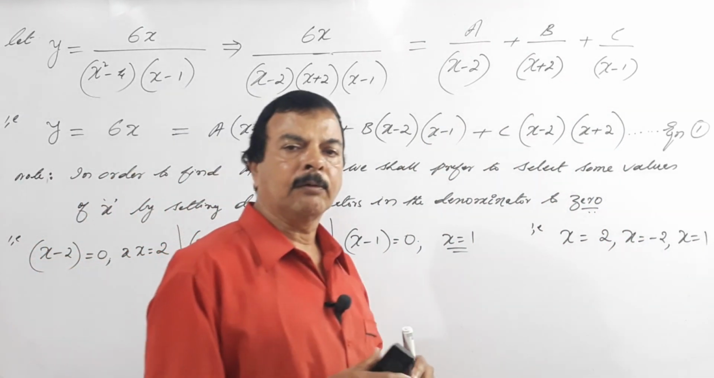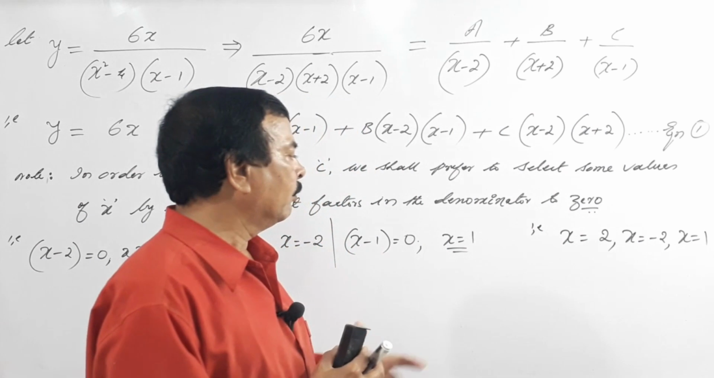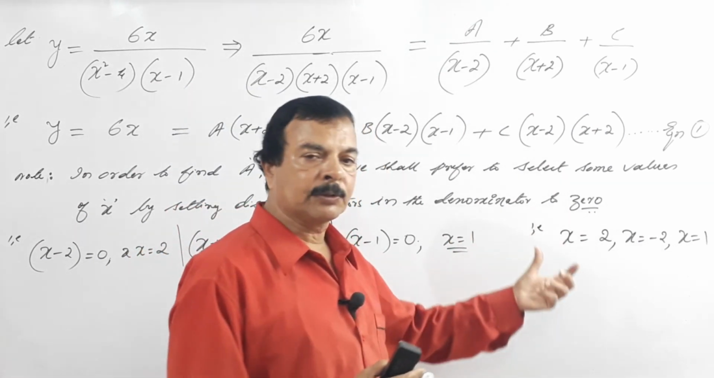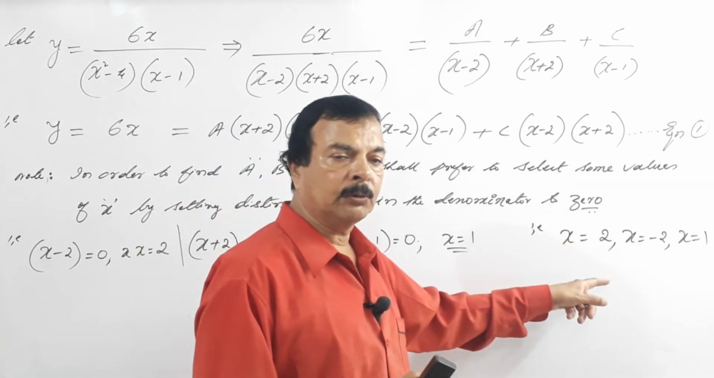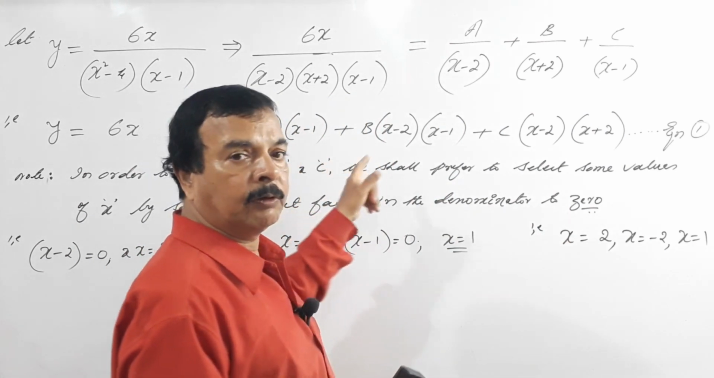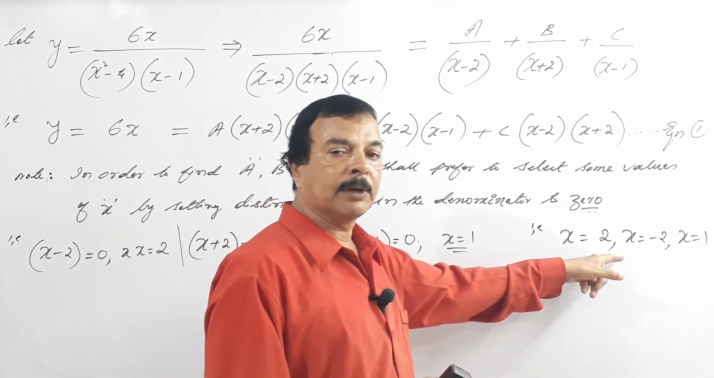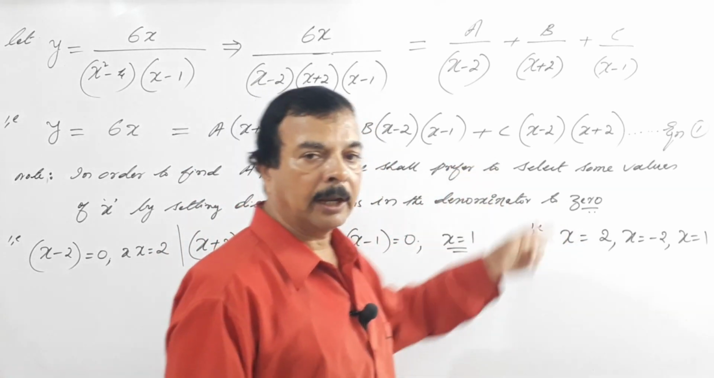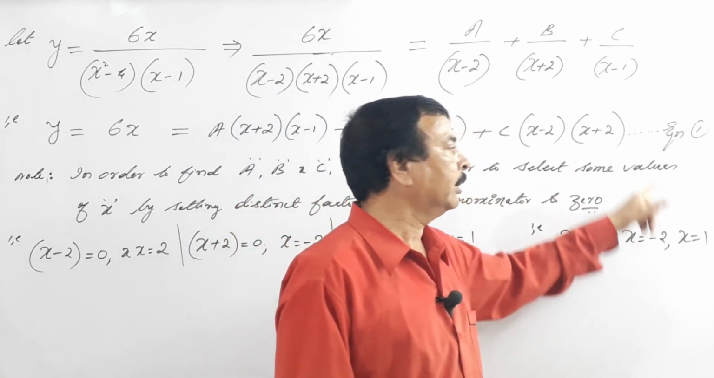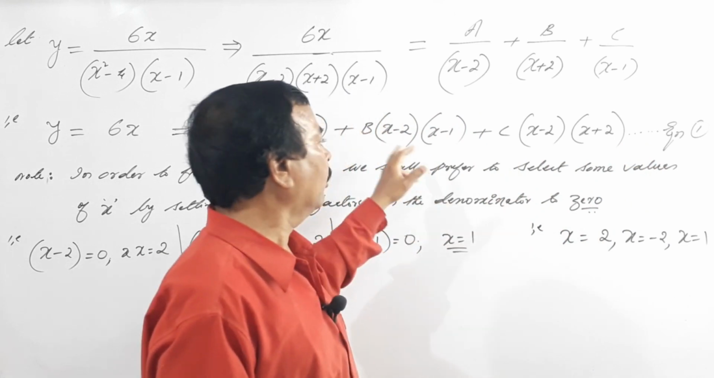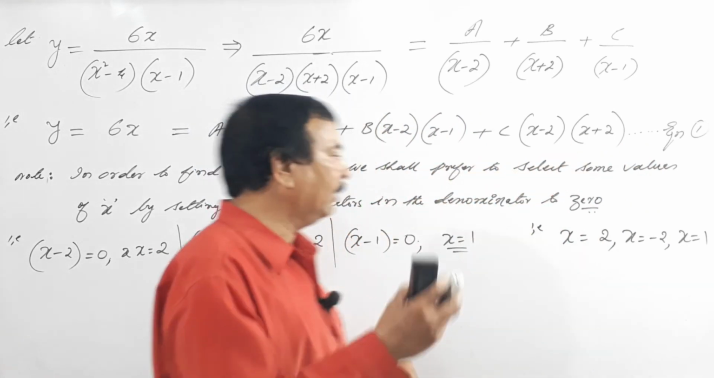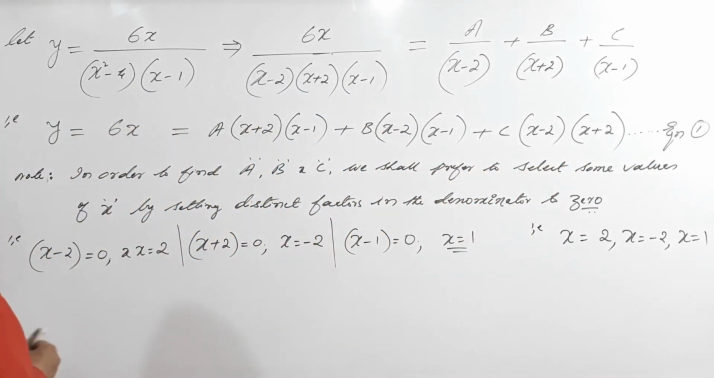These are the 3 values we will get for x. So we will substitute x equals 2 in equation 1 to begin with, and later on we will put x equals minus 2 in equation 1, and later on x equals 1 in equation 1. Thereby we will get all the values of A, B and C. We will try this.